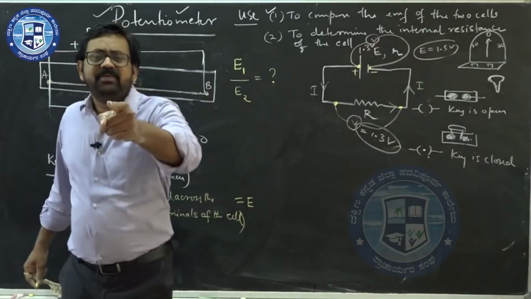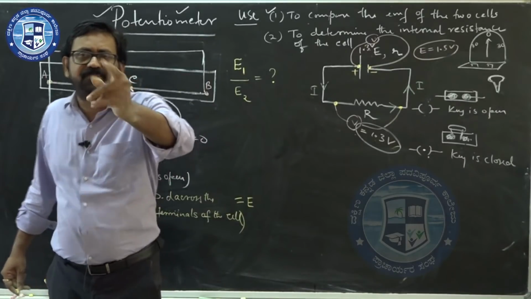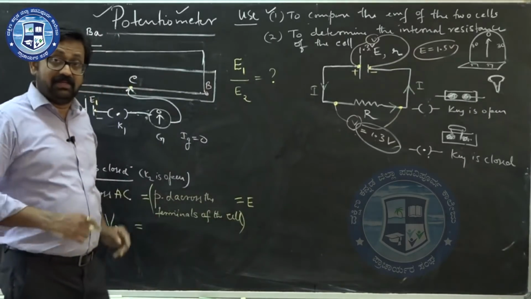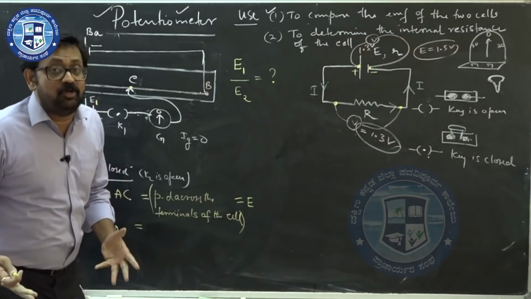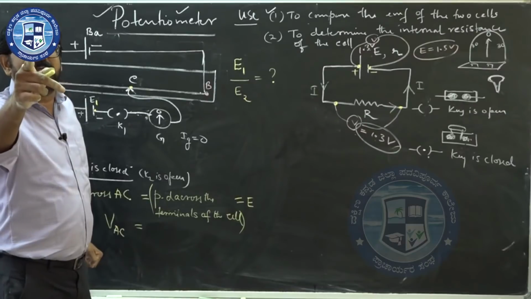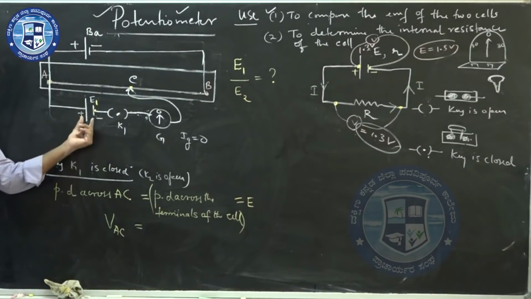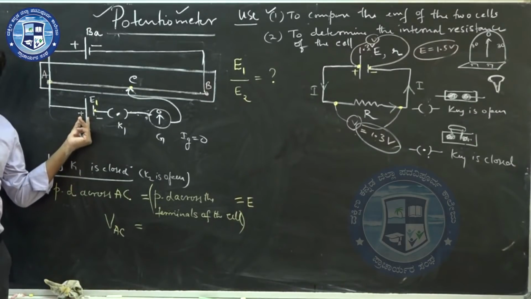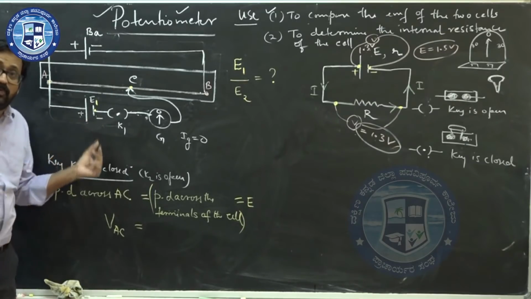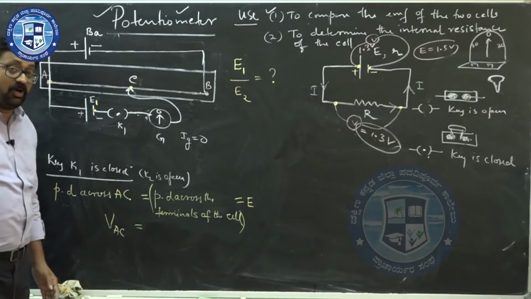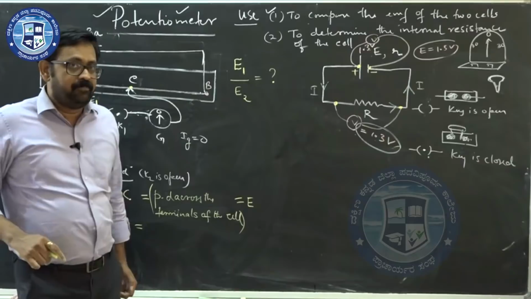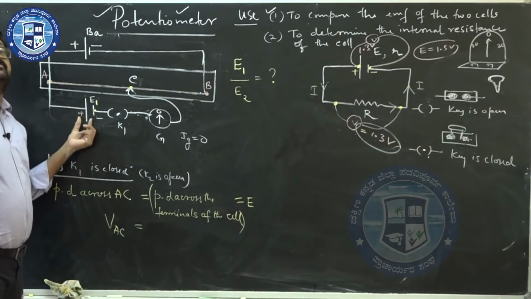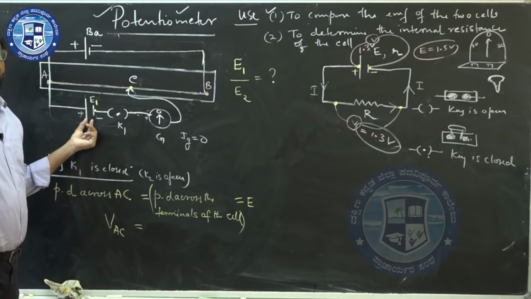Tell me, when do we say that terminal potential difference will be equal to EMF? When the cell is in the open circuit. What do you mean by the cell being in the open circuit? When no current is drawn from the cell. Look at this. This is a cell. Now I can say that the cell is in the open circuit. Next doubt arises: the key is closed. No, the cell is in the open circuit. Don't always think in that dimension. I already explained it to you in detail. The cell is said to be in the open circuit when no current is drawn from the cell.